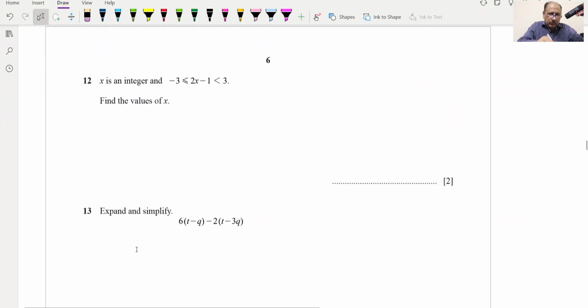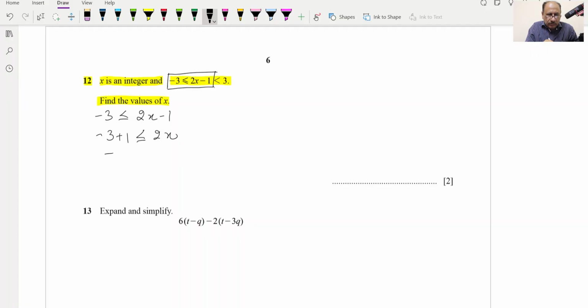Now question number 12. Question number 12 says x is an integer such that this is the inequality provided, find the value of x. So we have to solve the inequality. To solve this inequality, we can write this portion, and this will be minus 3 is less than or equal to 2x minus 1, and we can solve it as basically minus 1 we can shift to the other side, so it will be minus 3 plus 1 is less than or equal to 2x, so it will be minus 2 is less than or equal to 2x. We can divide both sides by 2, so 2 will be cancelled and it will be minus 1, so x is greater than or equal to minus 1.